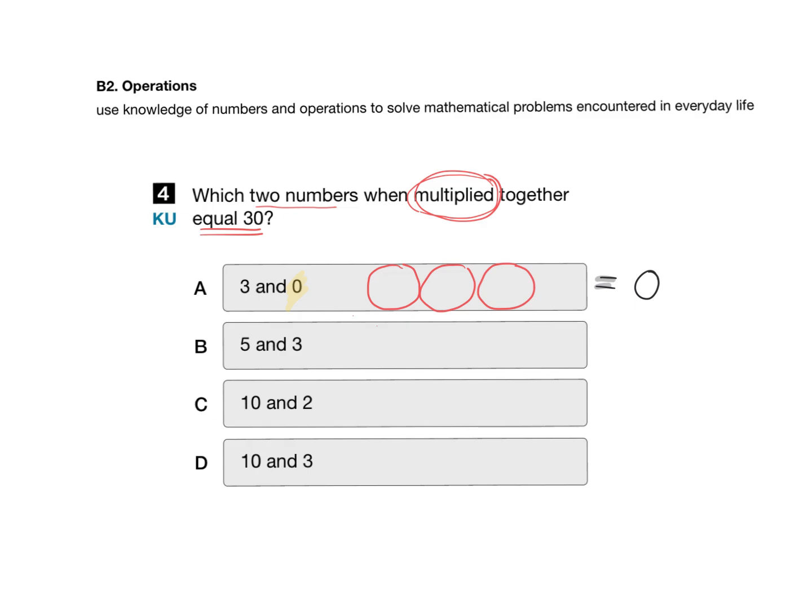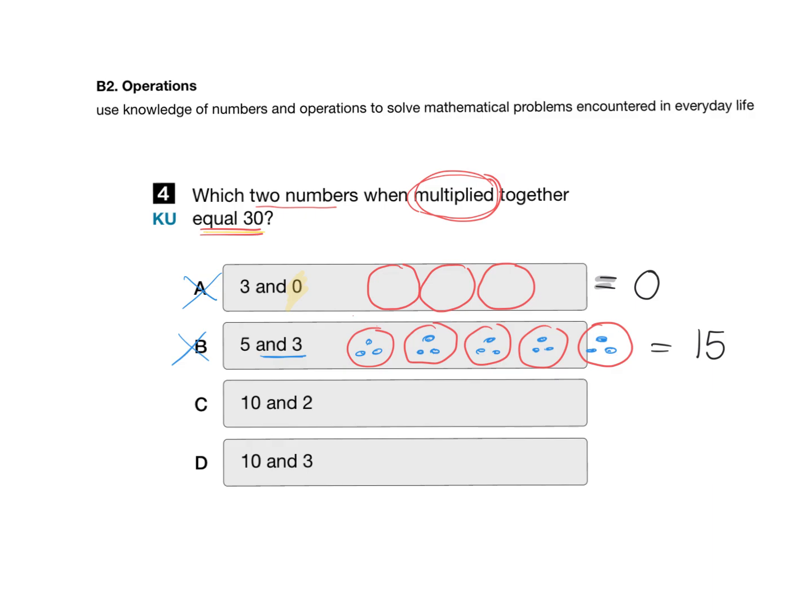What about if we have 5 groups? 1, 2, 3, 4, 5. And how many are in each group? We're multiplying 5 and 3. 3 in each group: 1, 2, 3, 1, 2, 3, 1, 2, 3. How many do we have all together? We have 3 plus 3 plus 3 plus 3 plus 3. All together we have 15. Does that equal 30? No. Did the first one equal 30? No. So we know these two are wrong. Let's try the next one.